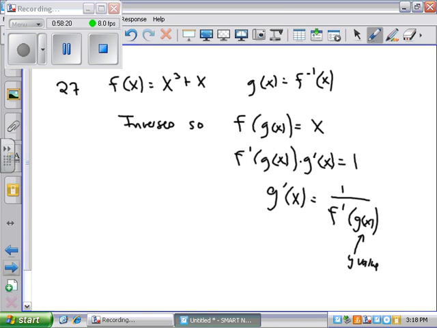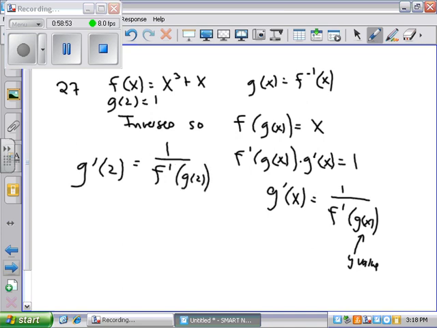Okay? So it's just the reciprocal of the derivative of the other one, but you're not plugging in the same x into it. And so if I want to find, in this problem, let's see what they told us. They told us g of 2 equals 1. That's important. They always have to give you a point. Because what they're asking us to find is g prime of 2. If I want g prime of 2, I have to take 1 over f prime, but not of 2, of g of 2.